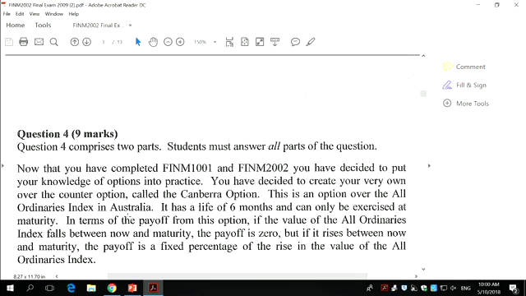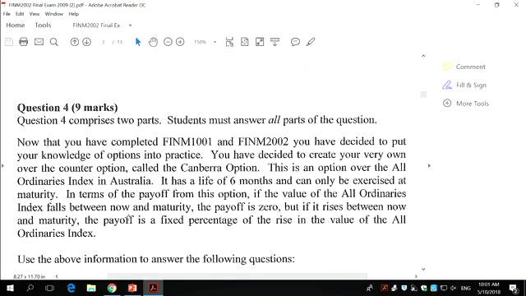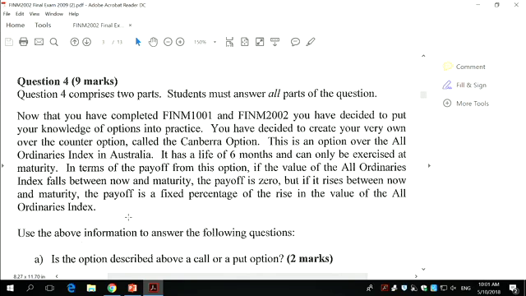In terms of the payoff from this option, if the value of the All Ordinaries Index falls between now and maturity, the payoff is 0. But if it rises between now and maturity, the payoff is a fixed percentage of the rise in the value of the All Ordinaries Index. Use this information to answer the following questions.